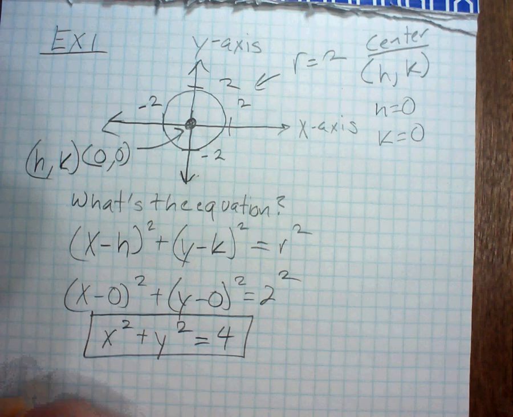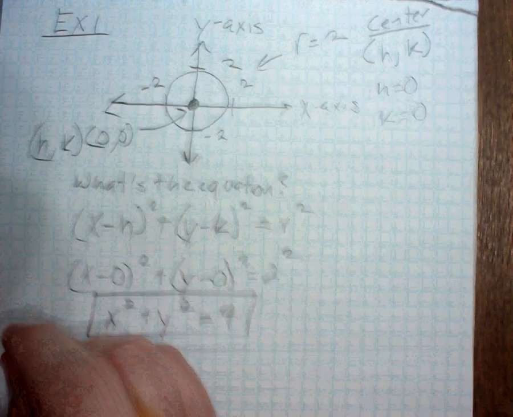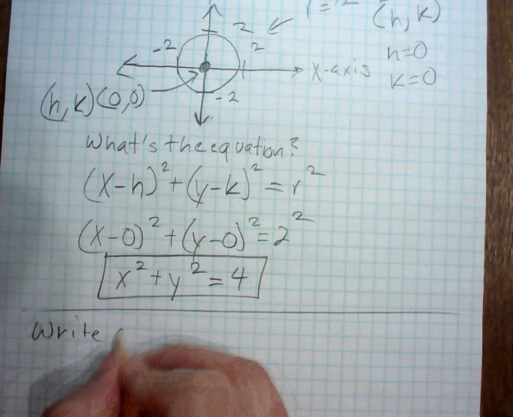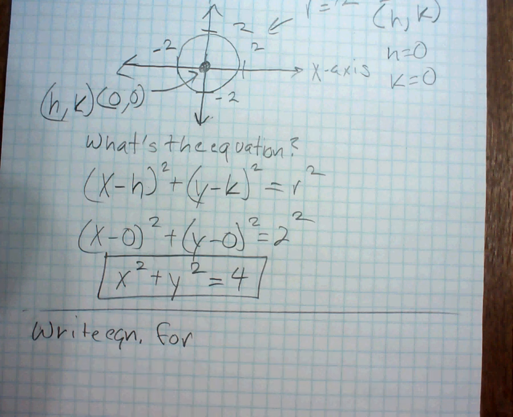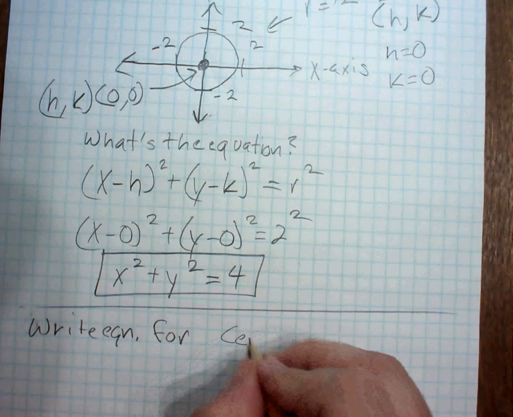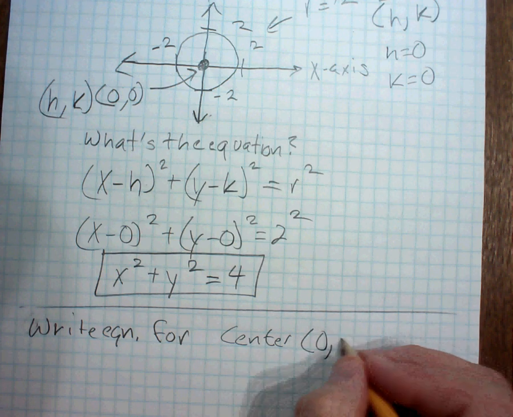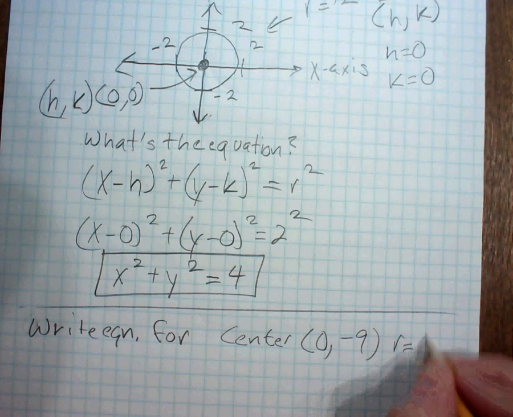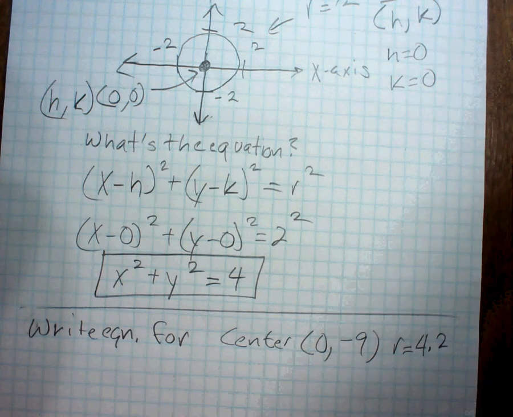Now there's a part B to this. It says write an equation for a center of 0 comma negative 9 and then a radius of 4.2. So this won't be that difficult, really.